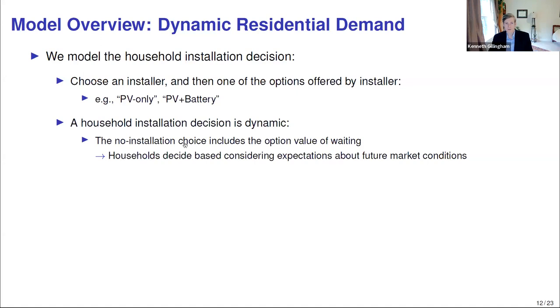But we allow people to account for the option value of waiting based on expectations about future market conditions. So they're looking forward and saying, well, okay, prices of solar installations have been declining, so I know there's some value to me waiting a little longer, and I'm weighing that against the fact that I kind of want solar right now. So that comes in.